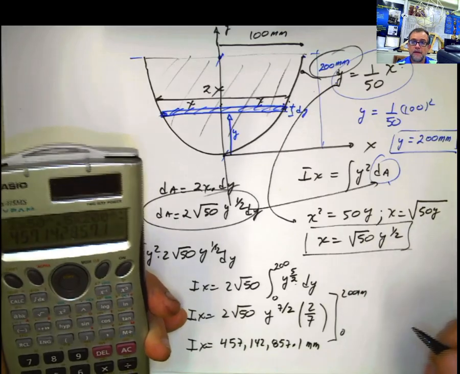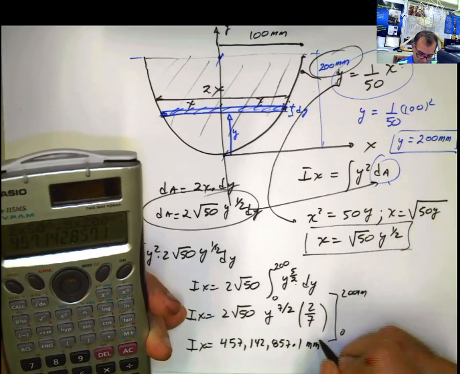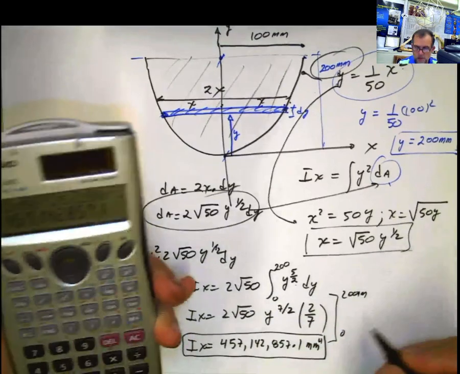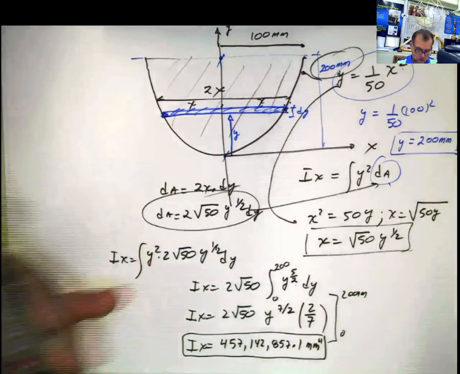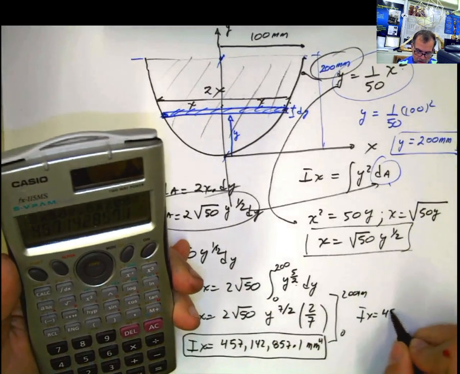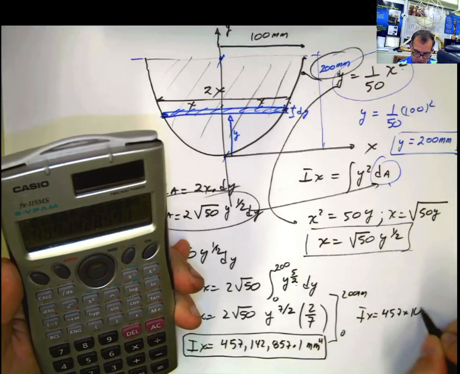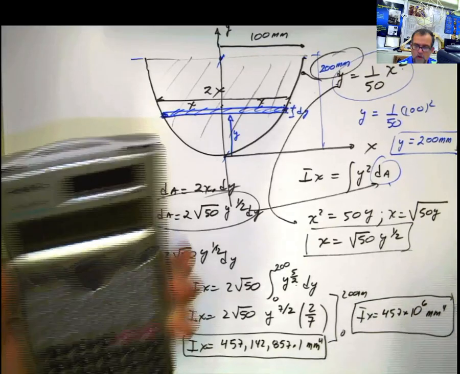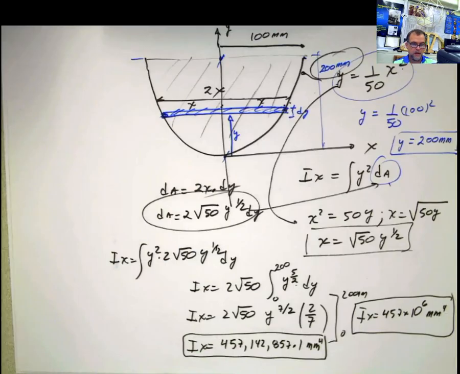I'm waiting. Yes, millimeters to the 4th. Those are the units for moment of inertia. If you want to express this in scientific notation, you can say that Ix equals 457 times 10 to the 6 millimeters to the 4th, and that will be all for this problem. Now in the next video I'm going to do the same problem, but find the moment of inertia in the other direction.